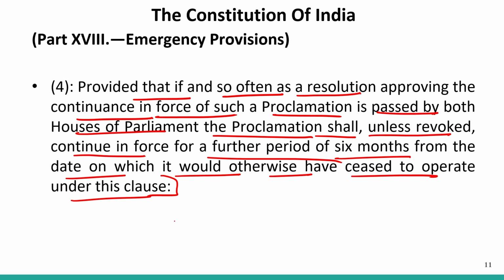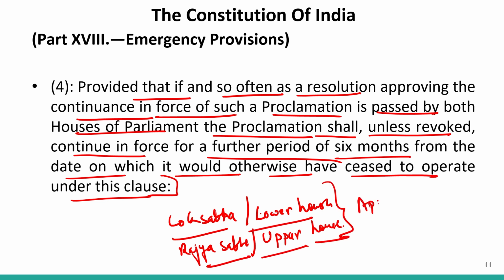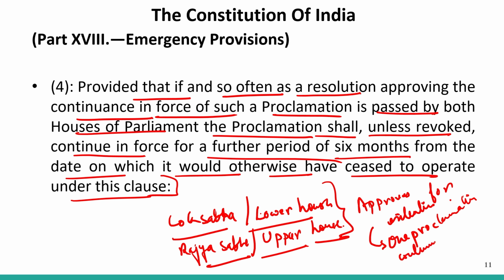Now, if the Lok Sabha, or the lower house, and the Rajya Sabha, the upper house, both of them approve the extension, once the proclamation has been continued, then it can again be extended for a maximum period of 6 months only.